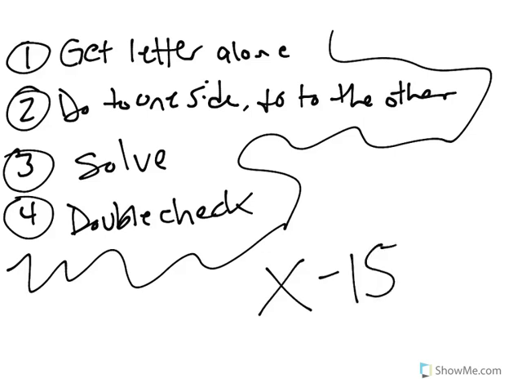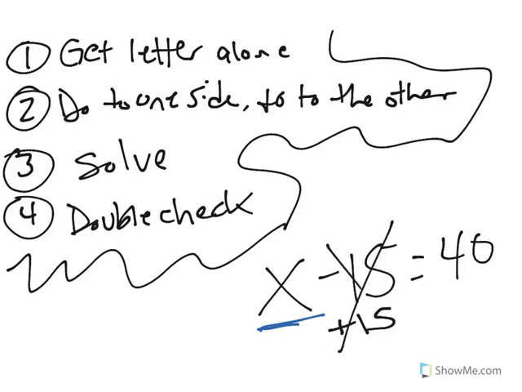x minus 15 is equal to 40. So that means something minus 15 is equal to 40. So, number 1, get that letter alone. So how do I get that letter alone? I am subtracting 15 from x. So in order to cancel that out, I have to do the opposite, which is add 15 to x. That cancels out because it equals 0.